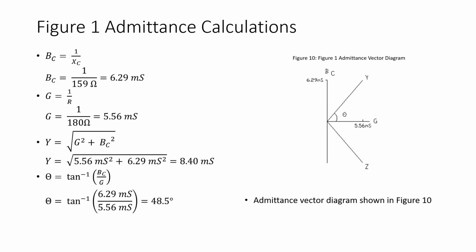So note, looking at Figure 10, that admittance is in the first quadrant. This is the same quadrant as I source, and the impedance is in the fourth quadrant, which makes sense because impedance is a combination of R at 0 degrees and X sub C at negative 90 degrees.